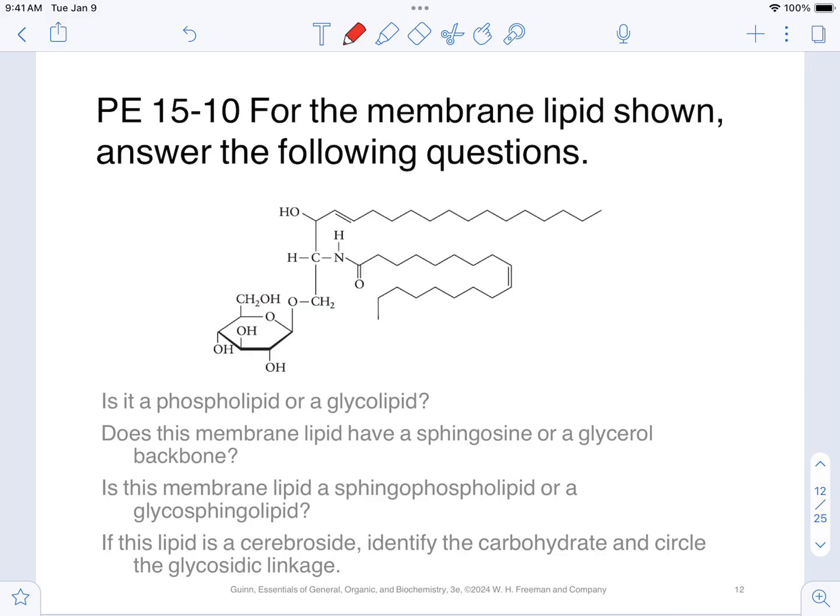Okay, so here are some questions for us to answer. The first question says, is it a phospholipid or a glycolipid? So we are looking for either a PO4 or a carbohydrate group. I don't see a PO4. I do see a carbohydrate. So because I see a carbohydrate, that means that it is a glycolipid.